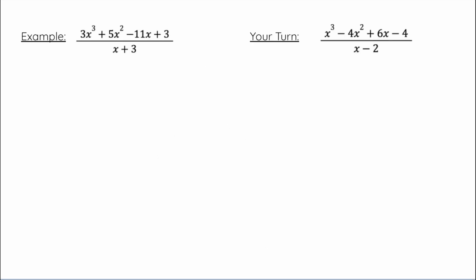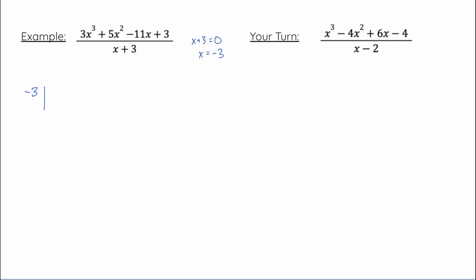The way this algorithm works, and the reason why it's more efficient than long division, is that there is significantly less writing. What we do is take the denominator and set it equal to 0. So x plus 3 equals 0, therefore x is negative 3. That's the number that we're going to write at the start. So we take this negative 3 and write it here.